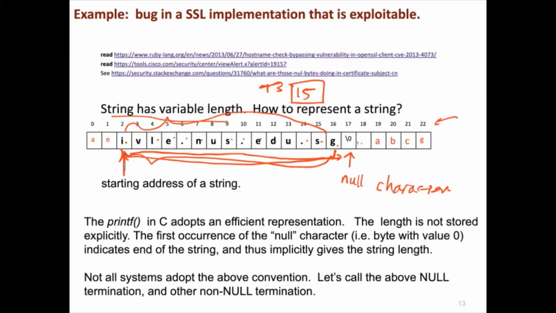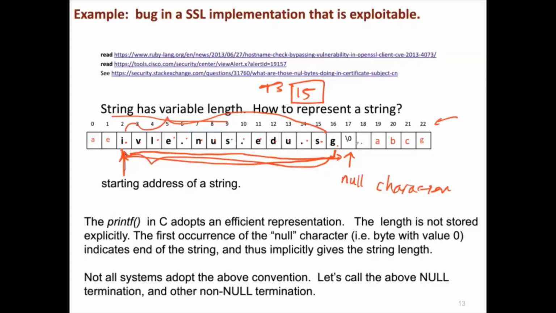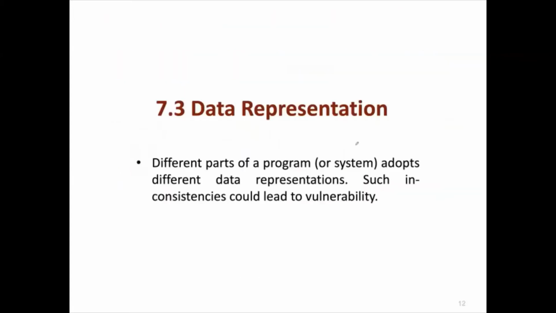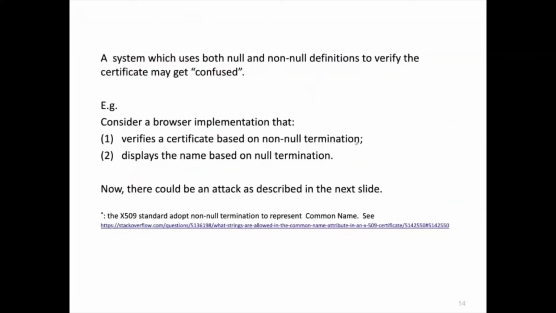Let's look at the certificate. A system that uses both null and non-null definitions to verify the certificate may get confused. For example, suppose I have a browser. The browser verifies a certificate based on non-null termination, but displays the names based on null termination. This will cause problems. Let's look at that.